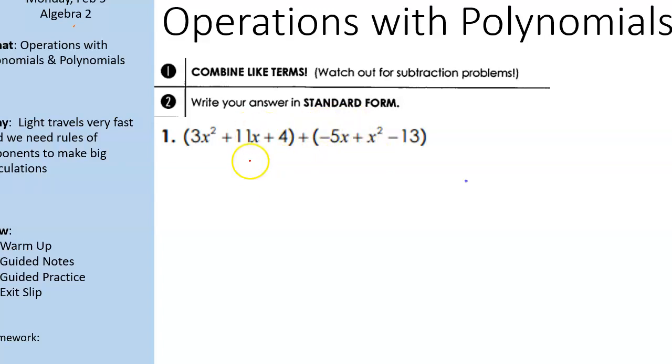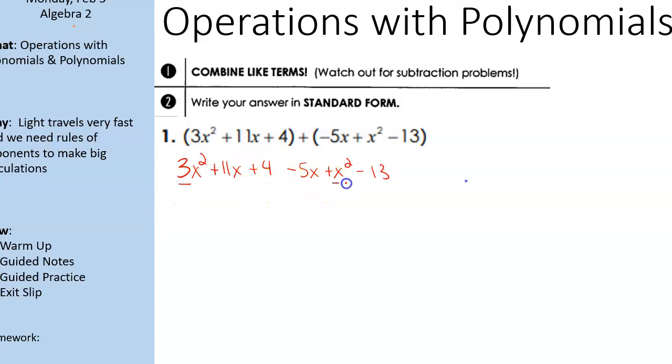Okay? In this case, for number 1, we have a plus sign, so we're just going to go ahead and drop those parentheses. So we have 3x squared plus 11x plus 4, and then plus negative 5x, we're just going to put minus 5x, plus x squared minus 13. So I did just drop the parentheses, and I wrote everything as is for that second set because it's not a minus problem, okay? Now I'm going to combine like terms.